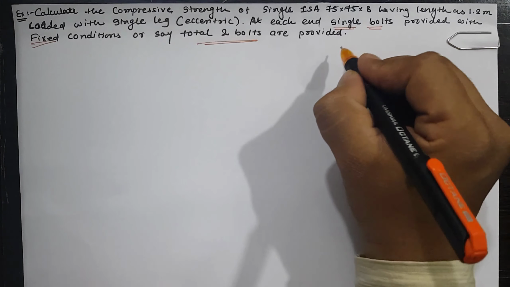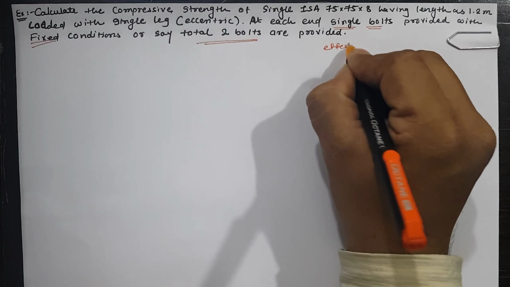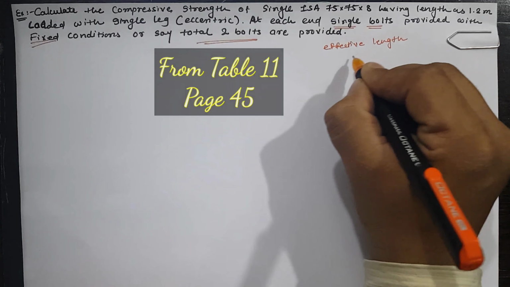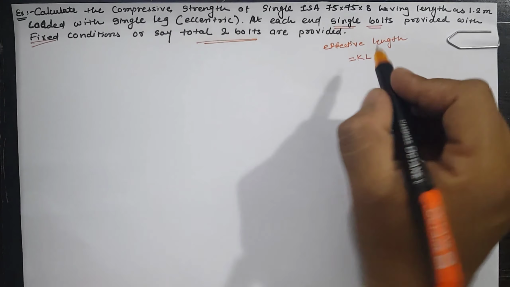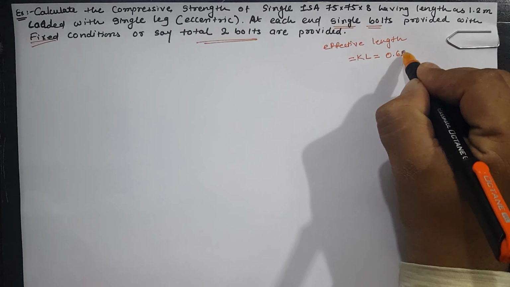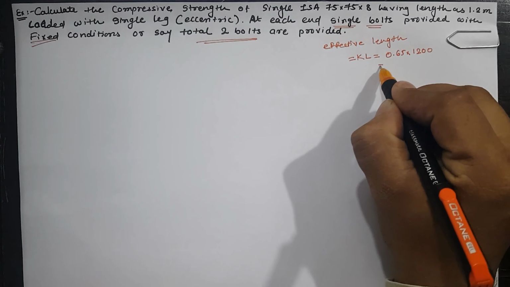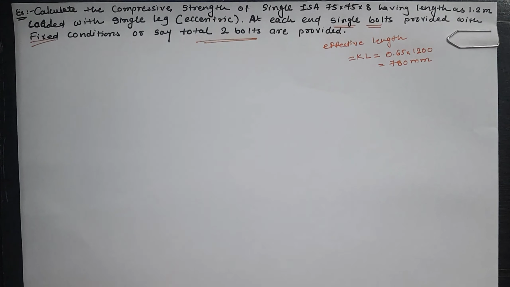Now going for the solution, first of all, we are going to find the effective length, which is equal to KL. For the fixed condition, K is equal to 0.65 into L, which is given as 1200 mm. So our effective length is 780 mm.